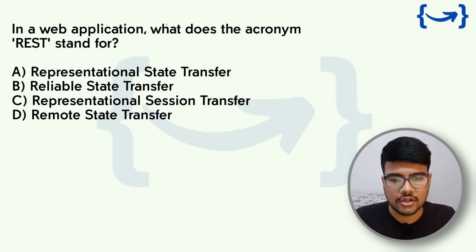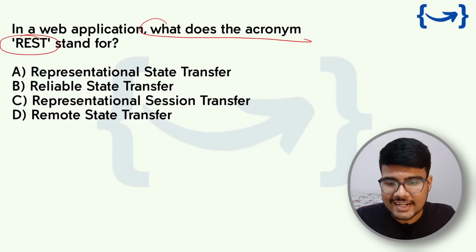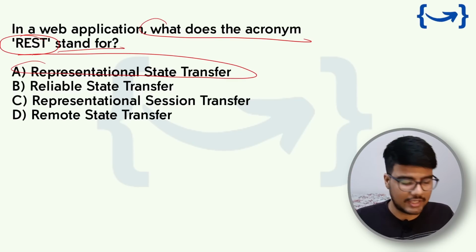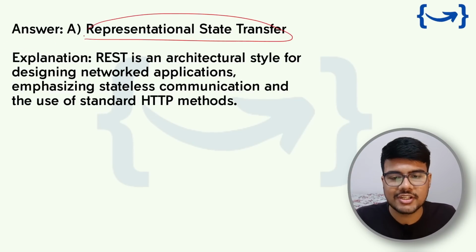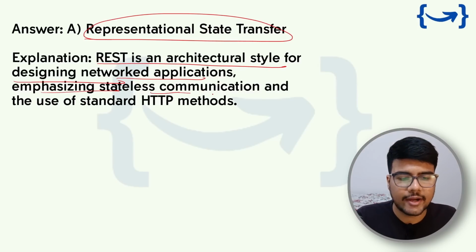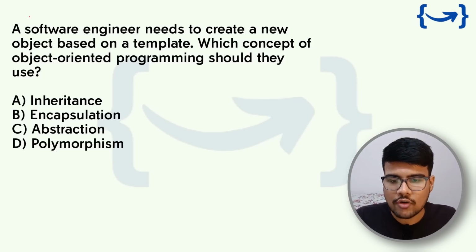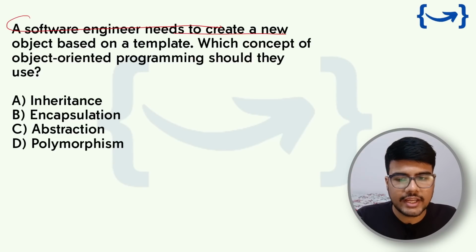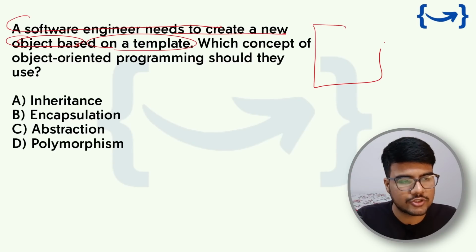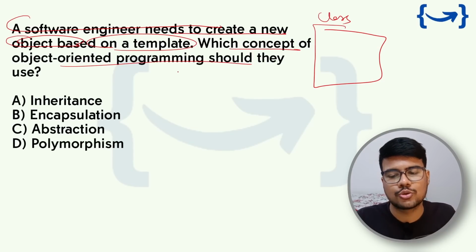In a web application, what does the acronym REST stand for? We all know that. Representational state transfer. Yes, the right option is representational state transfer. REST is an architectural style for designing network applications, emphasizing stateless communication and use of standard HTTP methods. Now, a software engineer needs to create a new object based on a template. So the template is already there, which is also called a class. Which concept of object-oriented programming should they use?